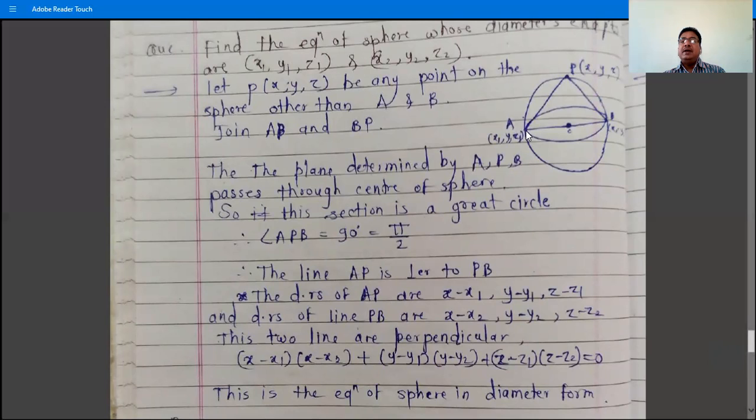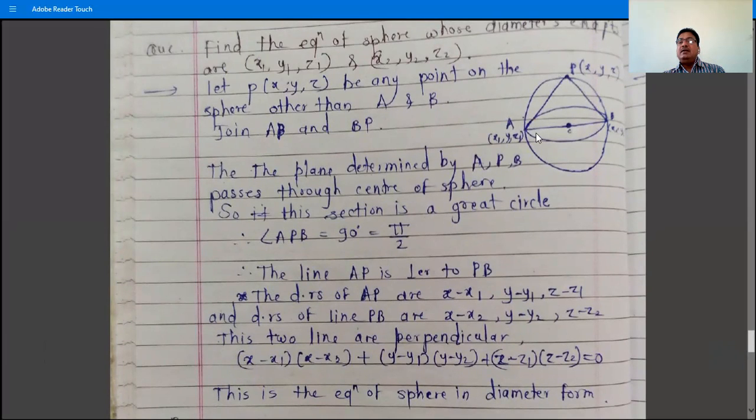Now the angle made in the great circle semicircle is a right angle. So angle APB is 90 degrees, because if we cut this section, it becomes a circle, and this angle APB is the angle made in the semicircle. Every angle made in a semicircle is a right angle. So angle APB is 90 degrees or π/2, and therefore the line AP is perpendicular to the line PB.